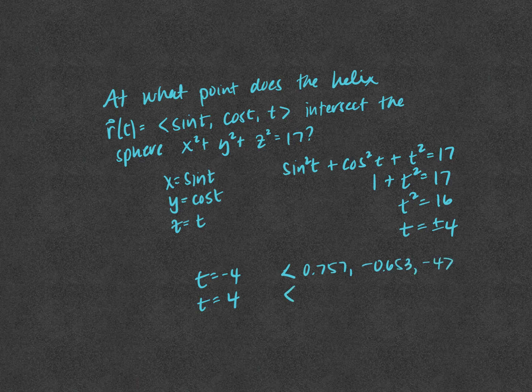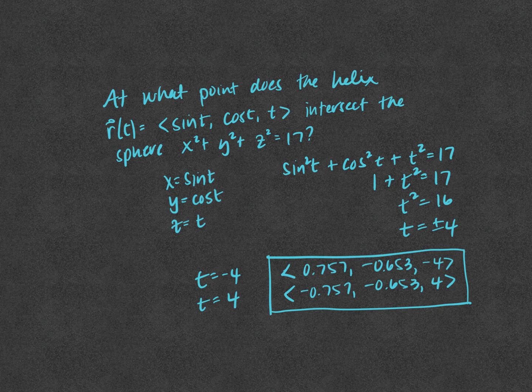And then when t is +4, the sine is negative 0.757. The cosine is again negative 0.653. And t is +4, z is t, which is +4. So these are the 2 points of intersection. I guess the directions should say at what points, there are 2, where the helix intersects the sphere.